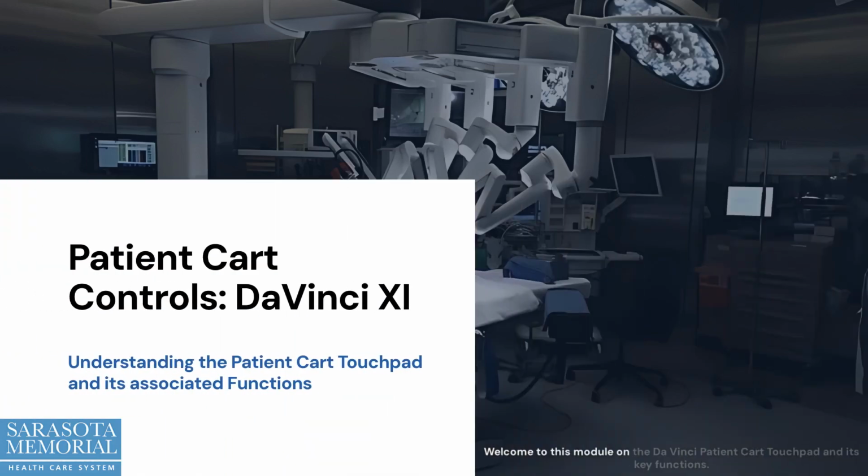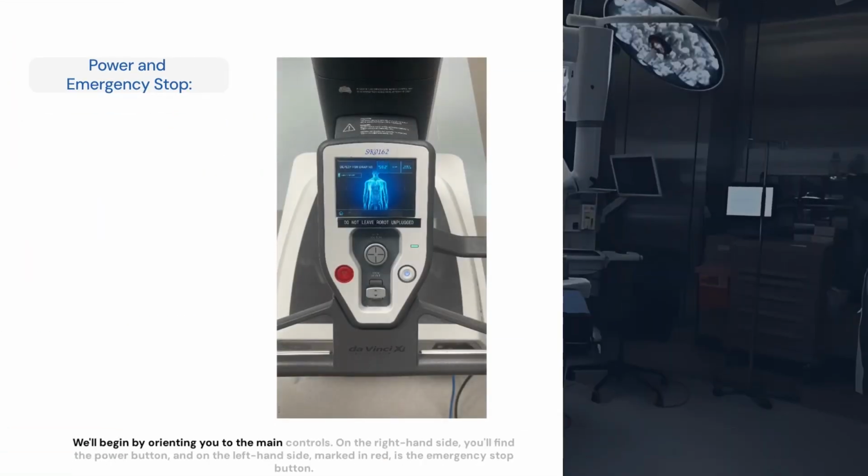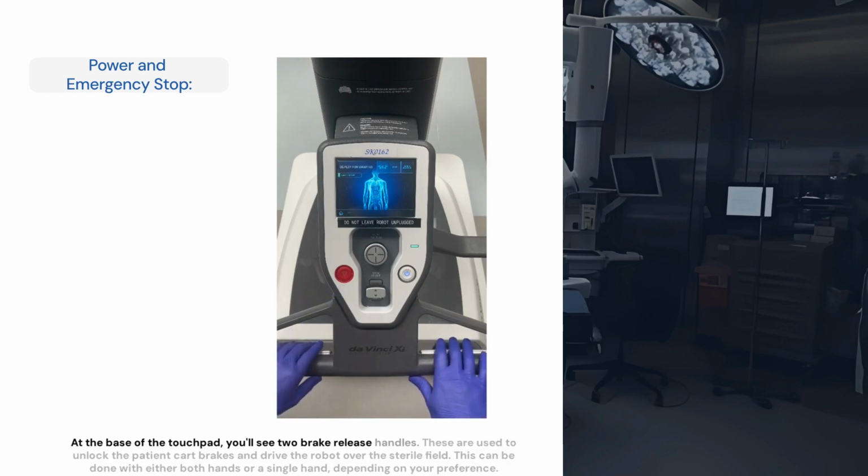Welcome to this module on the DaVinci Patient Cart Touchpad and its key functions. We'll begin by orienting you to the main controls. On the right-hand side, you'll find the power button, and on the left-hand side, marked in red, is the emergency stop button. At the base of the touchpad, you'll see two brake release handles.